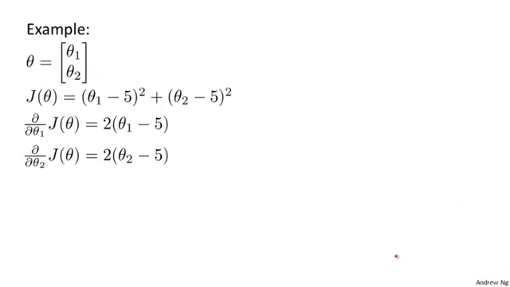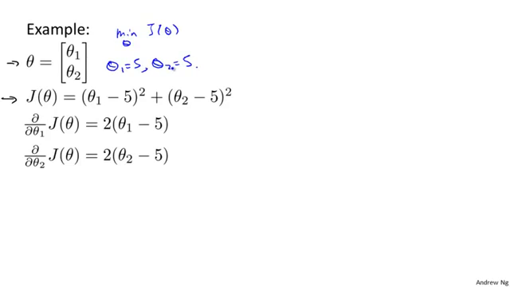So now let's explain how to use these algorithms. I'm going to do so with an example. Let's say that you have a problem with two parameters, or theta equals theta 0 and theta 1. And let's say your cost function is J of theta equals (theta 1 minus 5) squared plus (theta 2 minus 5) squared. So with this cost function, if you want to minimize J of theta as a function of theta, the value that minimizes it is going to be theta 1 equals 5, theta 2 equals 5.